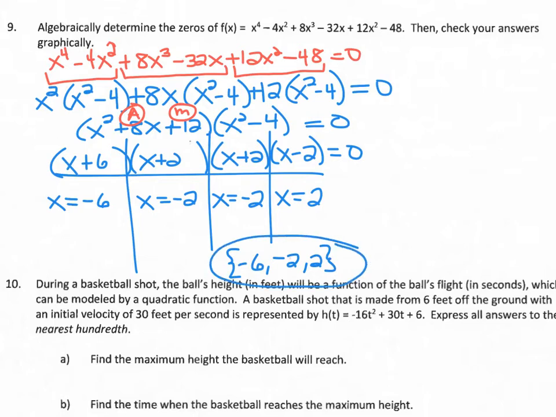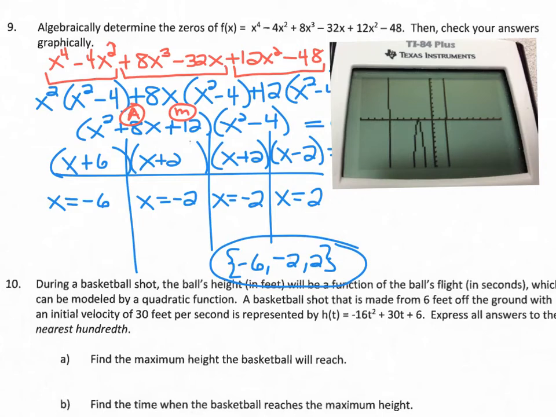Now this question says to check your answers graphically. The reason why we're going to check graphically, I mean, you always want to check if you can, is to see if we wind up with these 3 roots. And remember, the graph should cross through the x-axis at negative 6. It should cross through the x-axis at 2. And at negative 2, it should just bounce right off the x-axis because we have multiplicity. We have a repeated root.